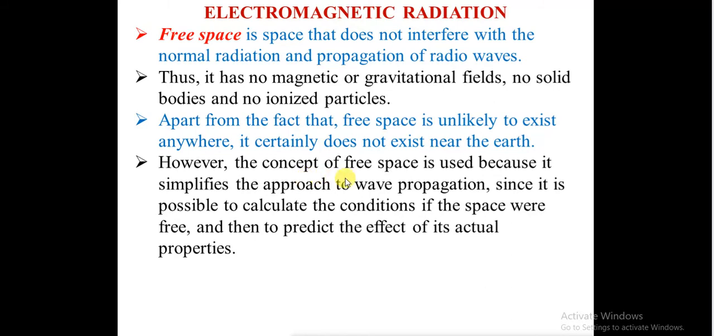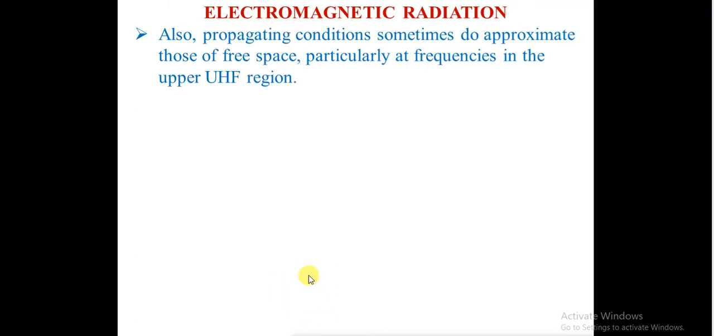However, the concept of free space is used because it simplifies the approach to wave propagation. It is possible to calculate the conditions in the space where it is free, and then we can predict the effect on actual properties. So it just acts as a reference for comparison with the actual properties. The propagating conditions sometimes do approximate those of free space, particularly at the frequencies in the upper UHF region.